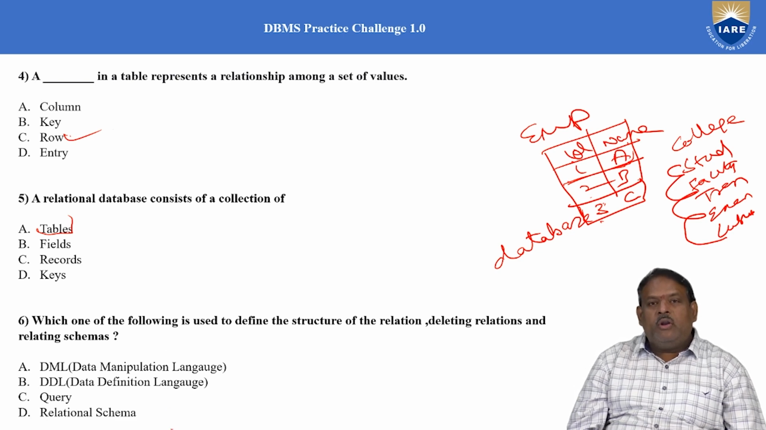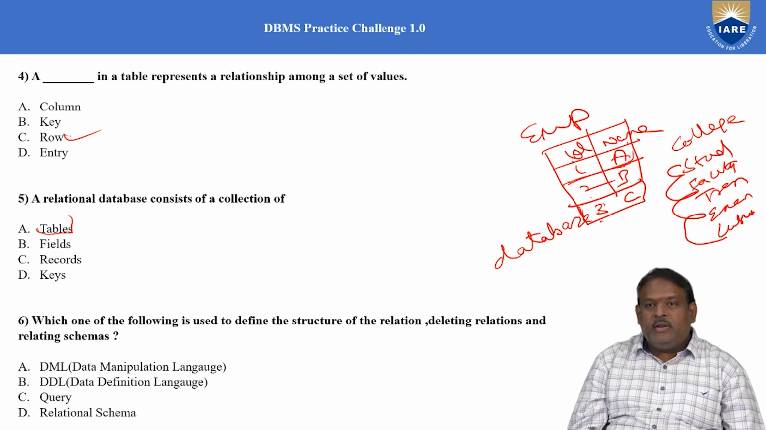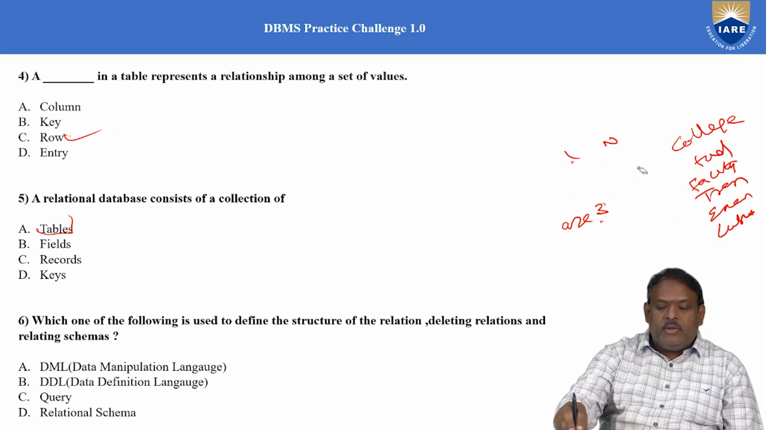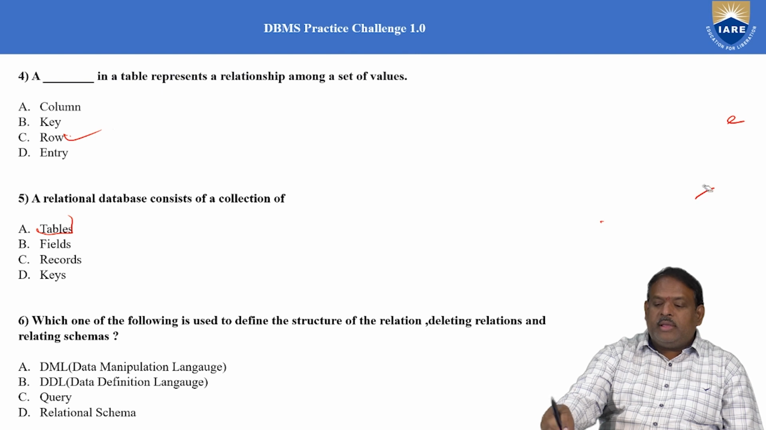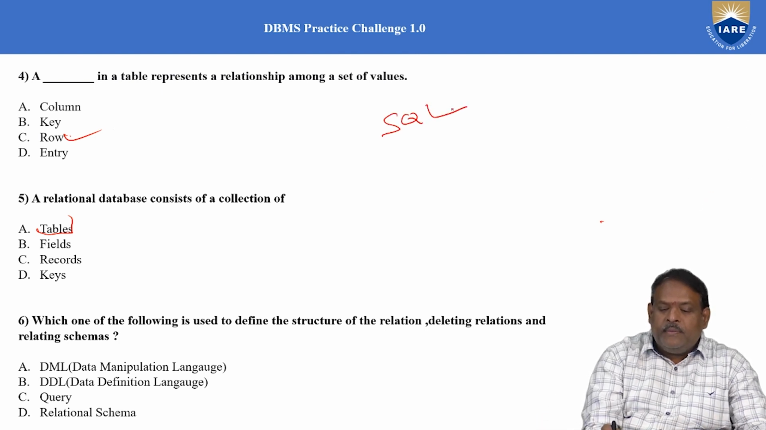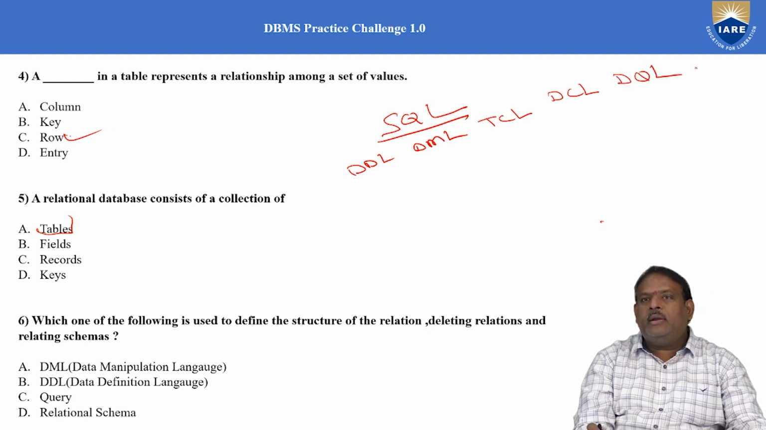Which one of the following is used to define the structure of a relation? Deleting relations and relating schemas. So in SQL we have 5 types of commands. Those are DDL, DML, then TCL, data control language, and at last DQL. These are the 5 commands available in SQL.